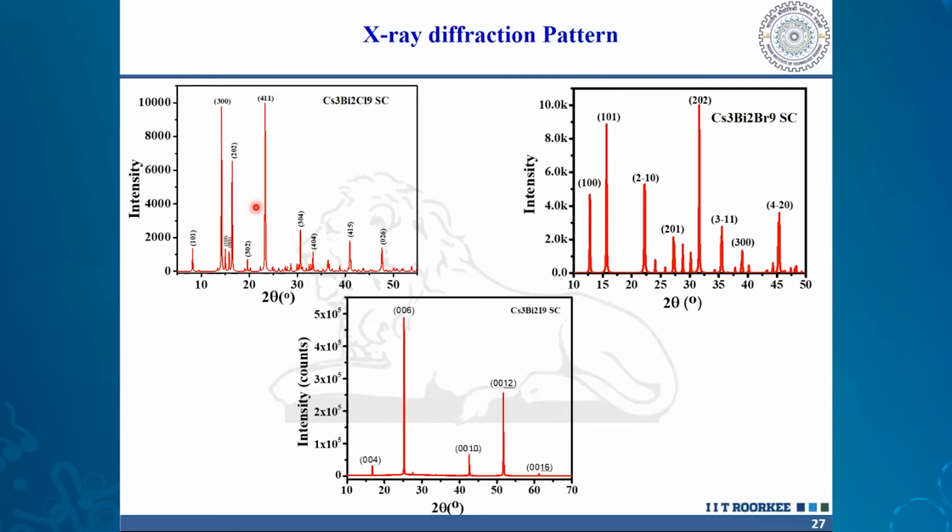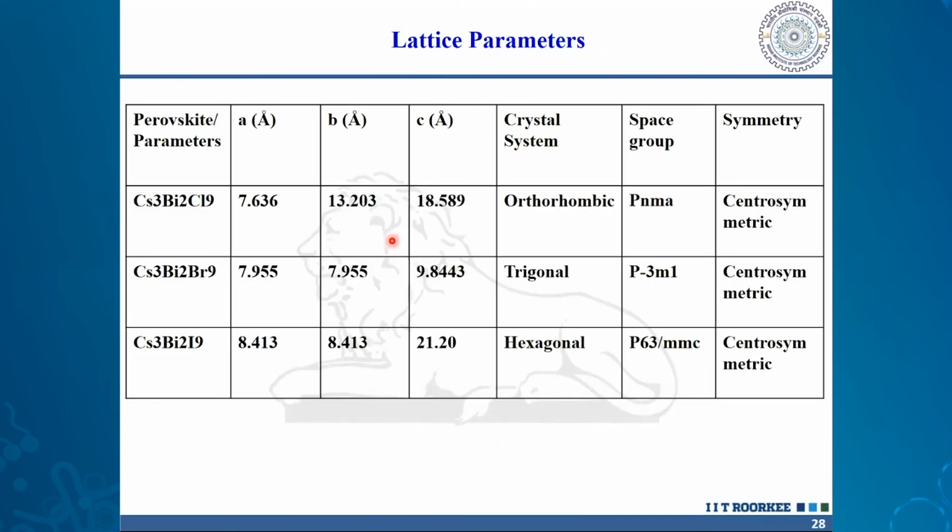The X-ray diffraction pattern confirms their crystal structure. For example, if you compare the cesium-based bismuth chlorine, bromine, and iodine, there is a significant difference between the crystal structures. And we have done DFT simulation to find out the reason behind the low current in this kind of crystal structure. Now, one can see that the XRD crystal structure analysis gives us this data: the cesium bismuth chlorine structure is an orthorhombic crystal structure, which is a centrosymmetric system, the cesium bismuth bromine is a trigonal system, and the iodine system is a hexagonal system.